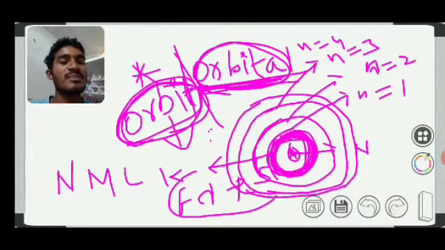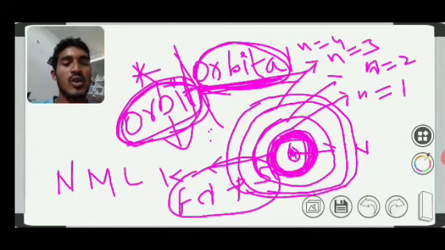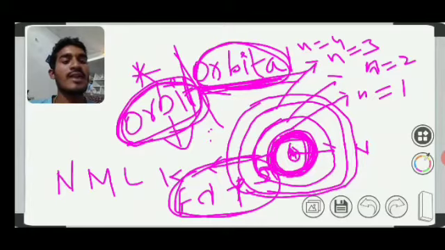These s, p, d, f orbitals are derived from spectroscopic lines. We named them s for sharp, p for principal, d for diffuse, and f for fundamental. These are the basic concepts of atomic structure.